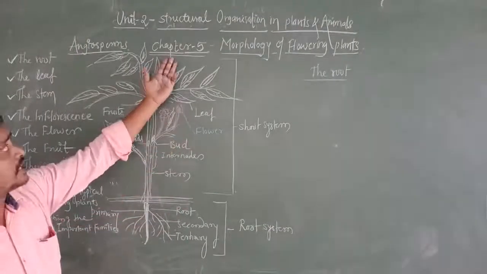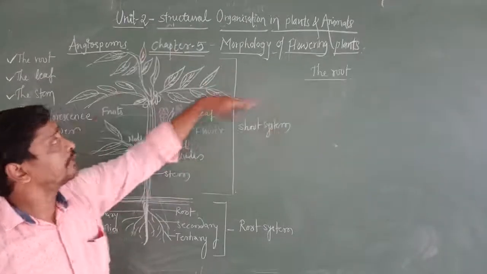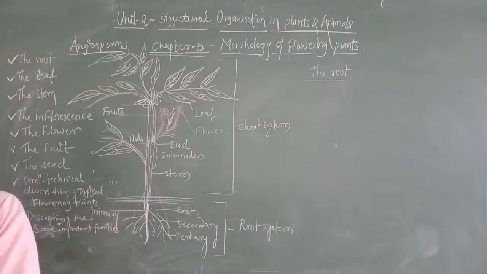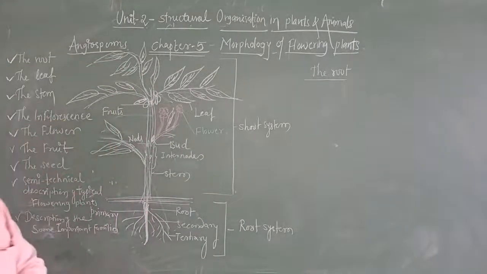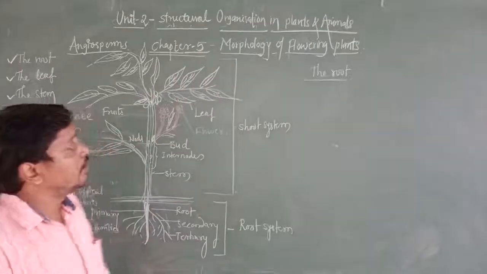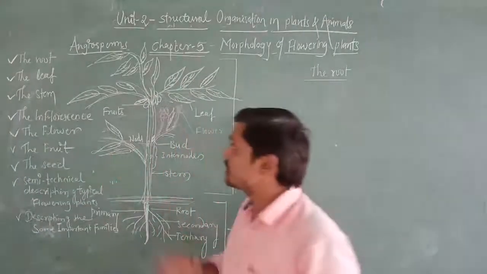So today in this particular chapter, chapter 5, morphology of flowering plants, we are going to discuss the angiosperms. All the flowering plants come under the angiosperms. Now, in this chapter, morphology of flowering plants, what else are we going to study?